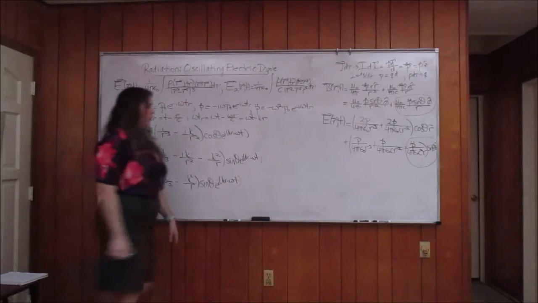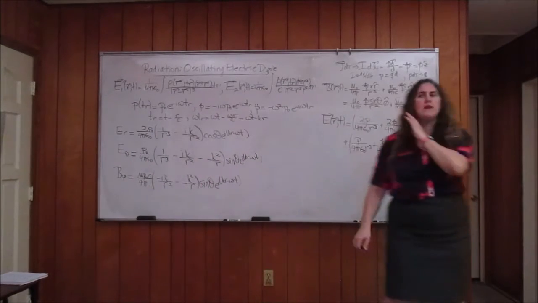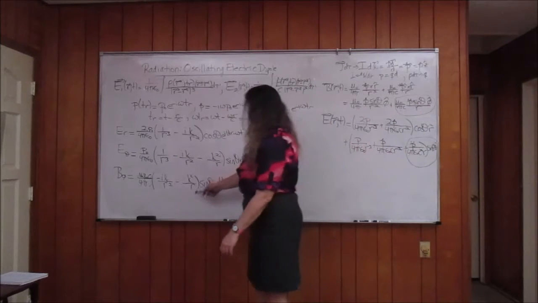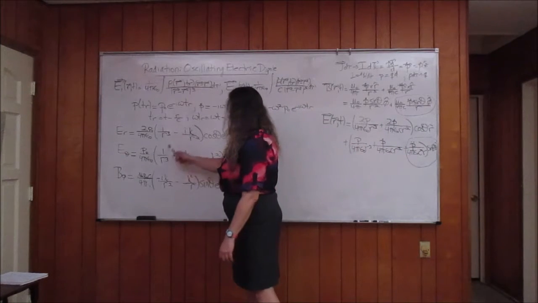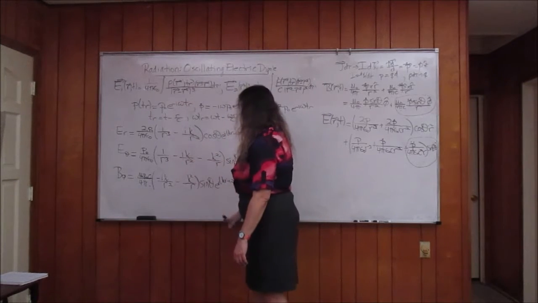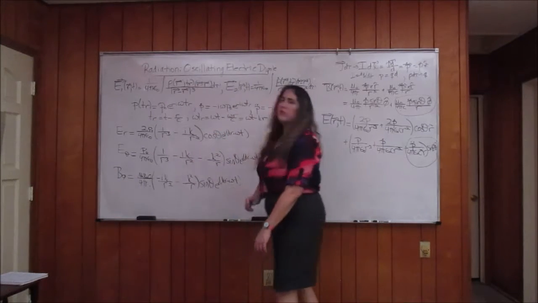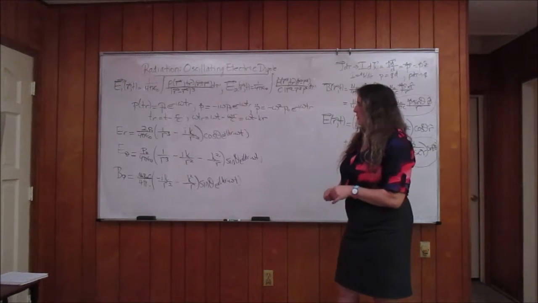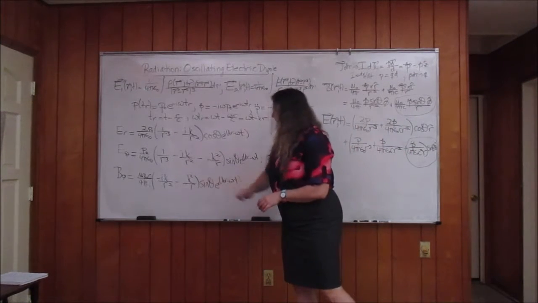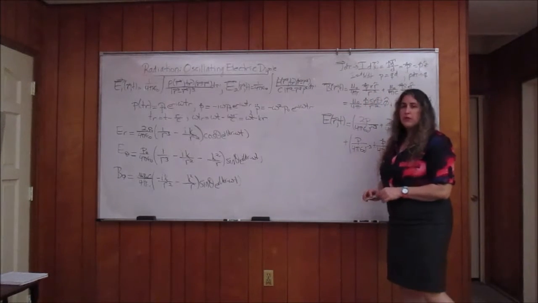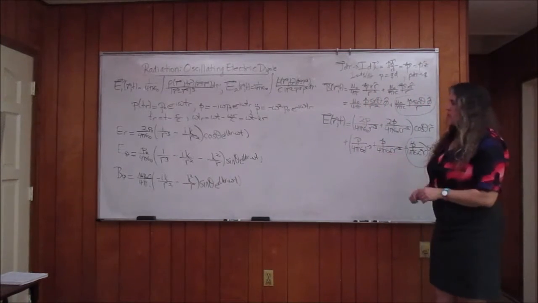So those are your fields, and as I said, they contain the radiation terms, and then they contain the near field terms, and then there are also intermediate terms as well. The radial component of the electric field does not contribute to the radiation field, and the magnetic field does not have an intermediate contribution. It's just near field and far field, the radiation field. Okay?